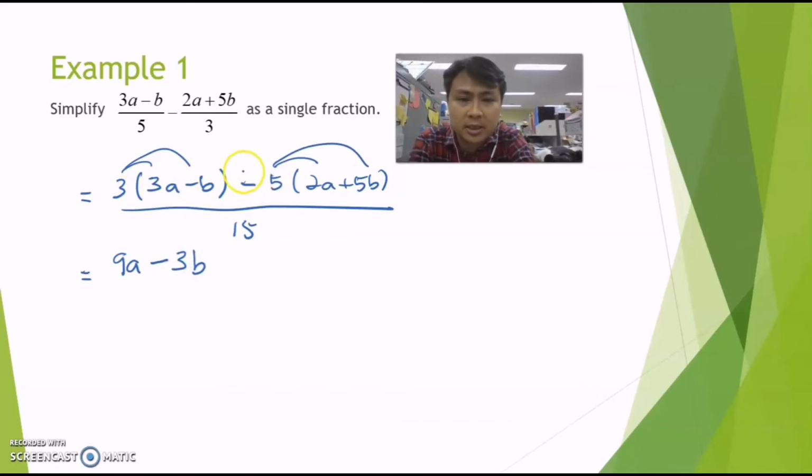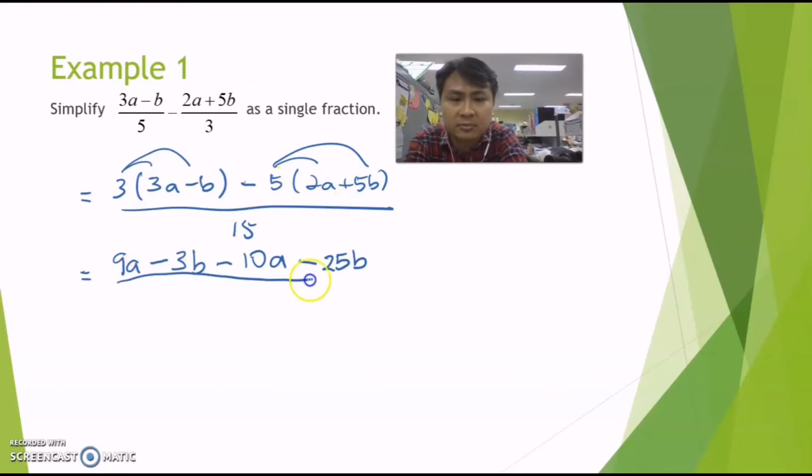Okay, next one. Negative 5 times 2a. So negative times positive, you get negative, right? A minus first. Okay, 5 times 2, you get 10, and there's an a that follows, so 10a. Okay, lastly, negative times positive, negative, write down the negative first. 5 times 5, 25. Okay, and then the b follows. Okay, so this is the proper way to write down your expansion.